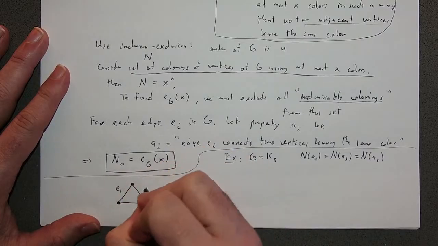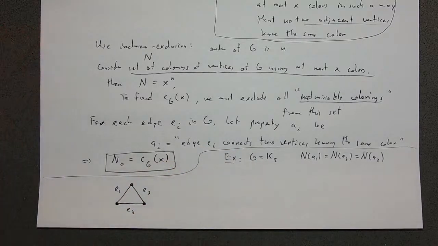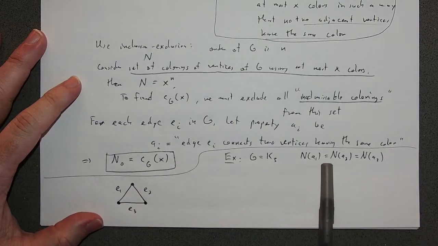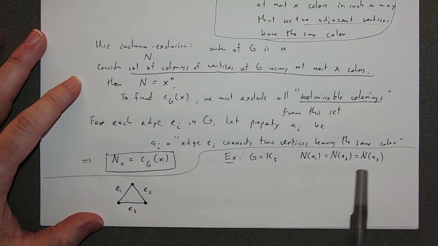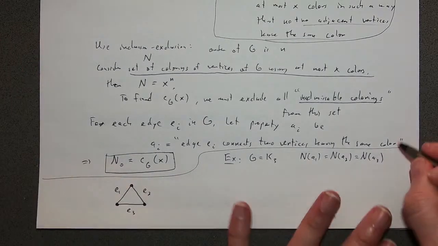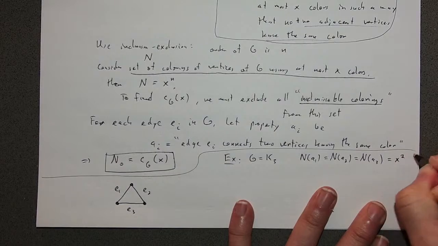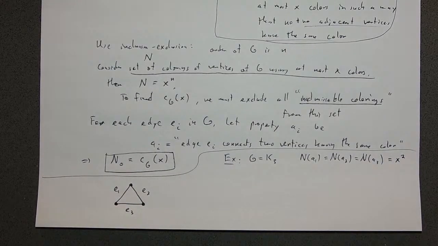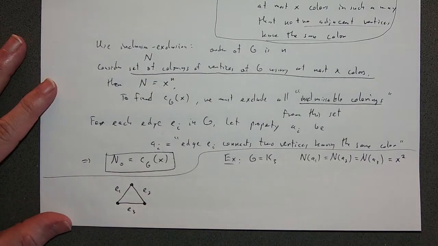So here's E1, E2, and E3. Well, any coloring satisfying one of these properties has 2 vertices of the same color. I used X colors, so this is X squared in all cases. All right? And again, this is because every coloring that satisfies one of the properties has 2 vertices with the same color, and the third vertex can be whatever color. So that's why this is X squared.